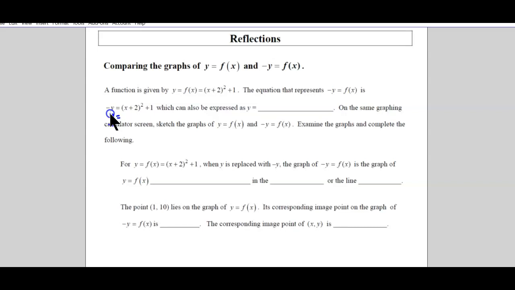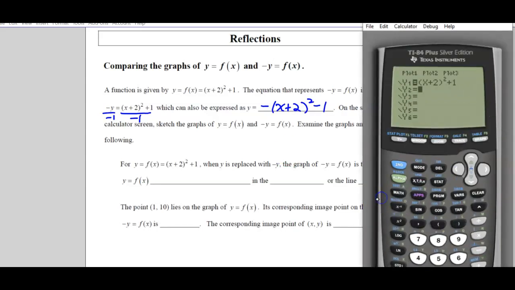Okay, when we solve for y, in order to put it into our calculator, we really have to divide everything by negative 1. So that's going to be y equals negative (x + 2)² minus 1. Okay, so in our calculator, that's what we're going to put in: negative (x + 2)² minus 1. Standard screen should be good for this.